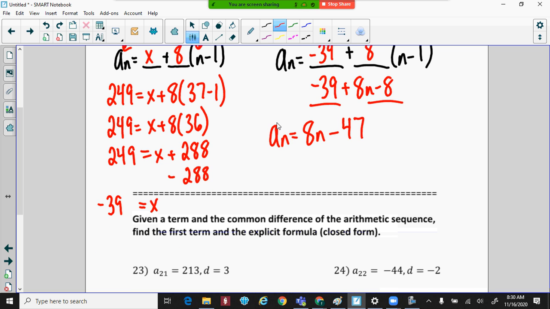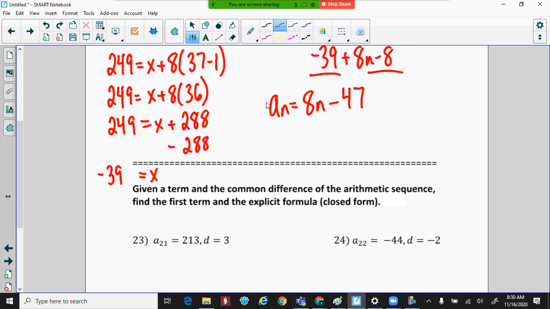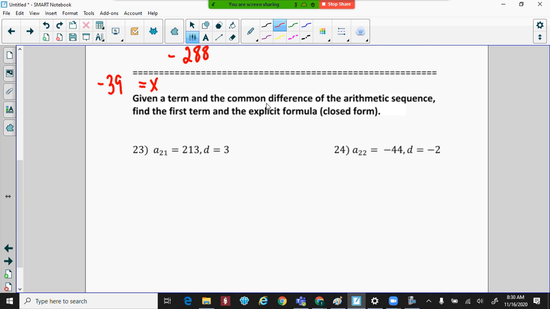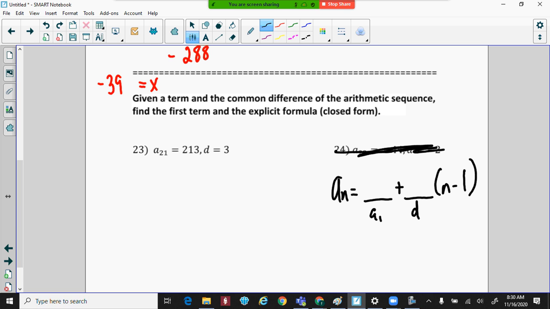All right. Now, again, you might say, I blinked. I did not see that. Well, let's try question number 23. All right, so question number 23, again, and let me just remind you once again, in order to figure, and I'm not even going to do 24, so I'm going to cross that out. A of n equals something plus something times n minus 1. I need to know what my first term is. I need to know what my common difference is.